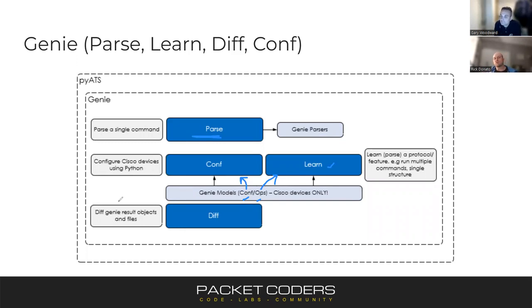Then we've got Diff, and what Diff does is it allows you to diff different objects, because you can work with the Pi ATS framework within Python or by the CLI, which I'll show you in a bit. So you can diff different result objects from within Python, or you can actually diff files from what you've generated from just using the Pi ATS on the CLI within the shell. And that's the example that I'm going to show you in a bit. So we've got these four main components.